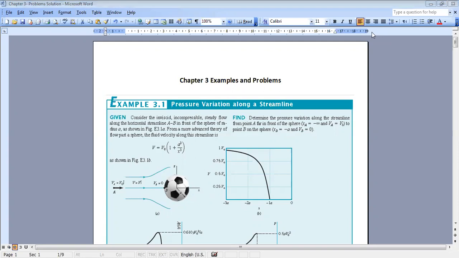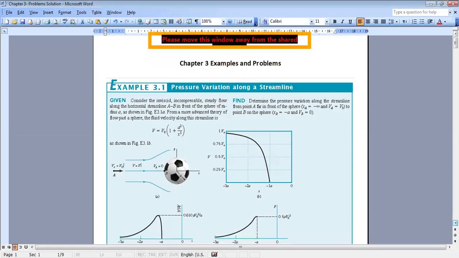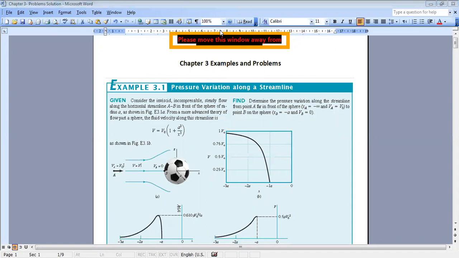So we will start today problems of chapter 3. We will start first by an example from the book to see how we can calculate the pressure variation along a streamline. So in this problem, consider the envisaged incompressible steady flow along the horizontal streamline AB in front of the sphere of radius A as shown in the figure.